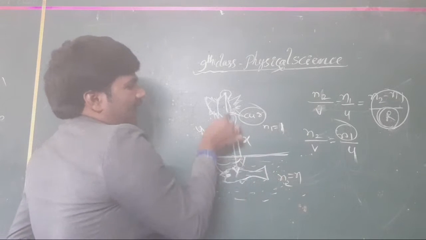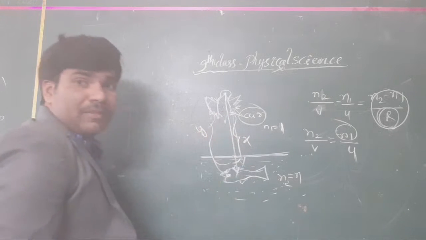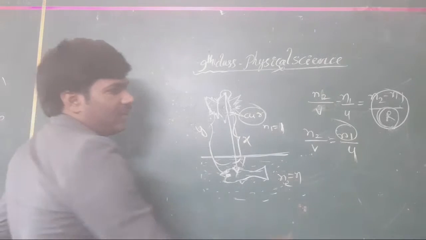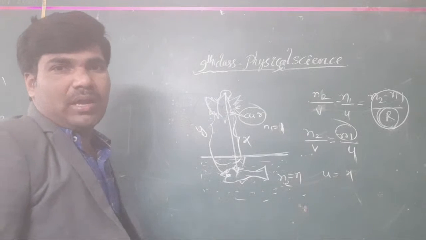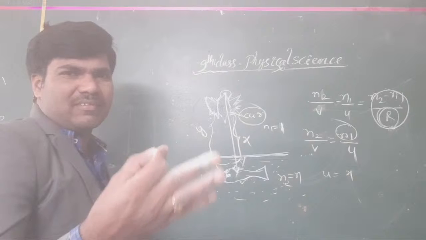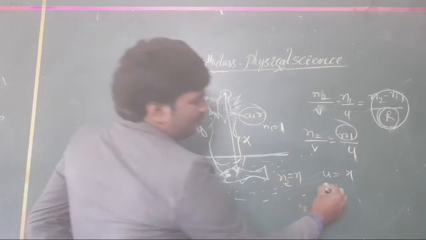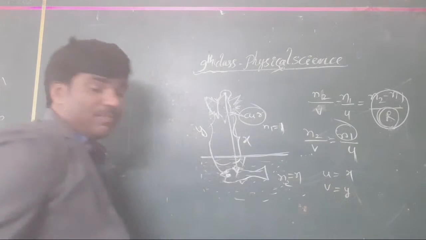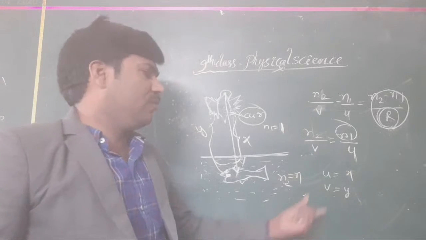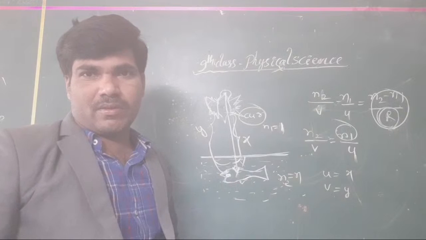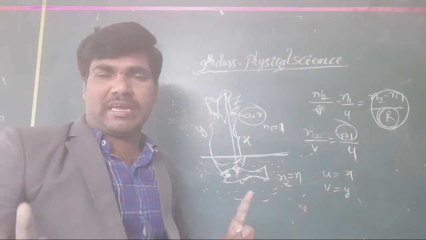Now the object distance, from this surface to here, is x. That will be taken as u equal to x. There is a sign convention, all those things will be discussed. Here v is taken as y. Whether it is vertically shifted or not, I will prove from this formula. v is equal to y. In case there is no vertical shift, u becomes equal to v, correct or not?